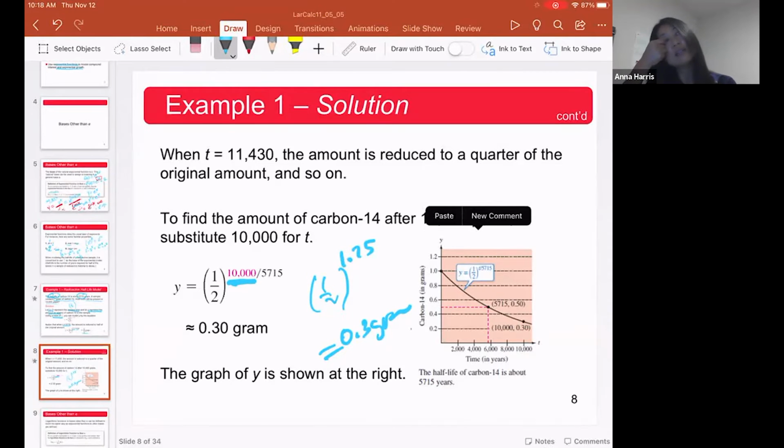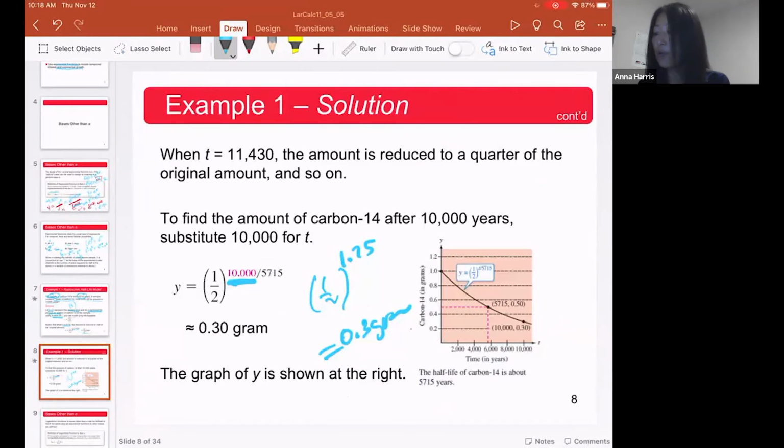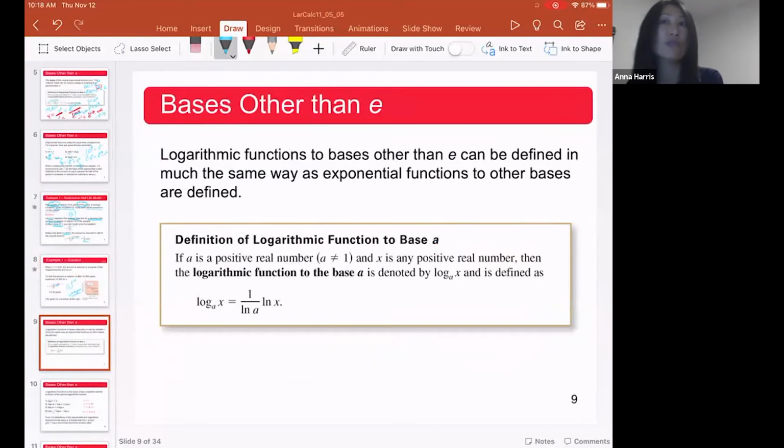10,000 years later, the half-life of 1 gram of carbon-14 will be 0.3 grams. So 10,000 years later, you still have 0.3 grams of carbon-14 left, starting with 1 gram. So this is another example of using a base other than e. This time you use the base to be the half-life, which is 0.5. They're giving you an example of where you use calculus. So you just figured out, yes, I can do my chemistry problem about the half-life by changing my base from e to 0.5.